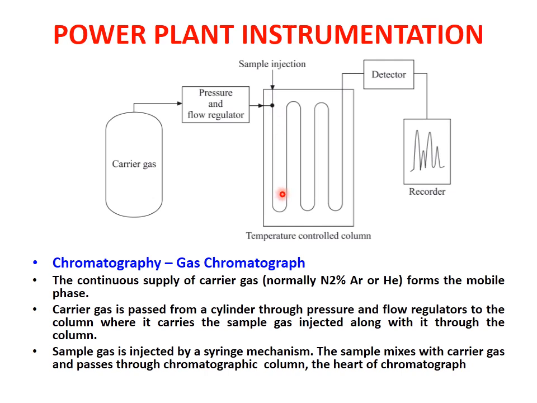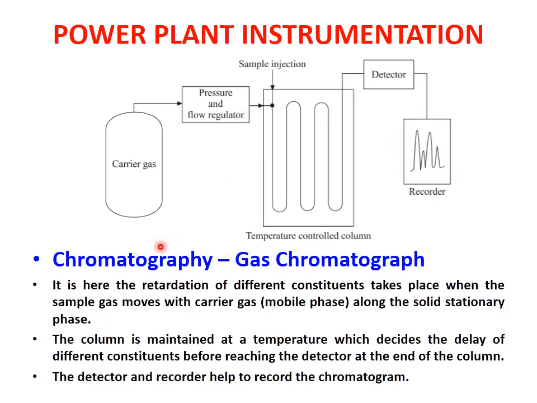Here you can see that this is the recorder. As we have explained, the gas is going to pass through the system, the chromatograph will be detected, and then it will be converted into a chromatogram. The retardation of different constituents takes place when the sample gas moves with the carrier gas along with the solid stationary phase. The column is maintained at a temperature which decides the delay of different constituents before reaching the detector at the end of the column. The detector and recorder help to record the chromatogram.